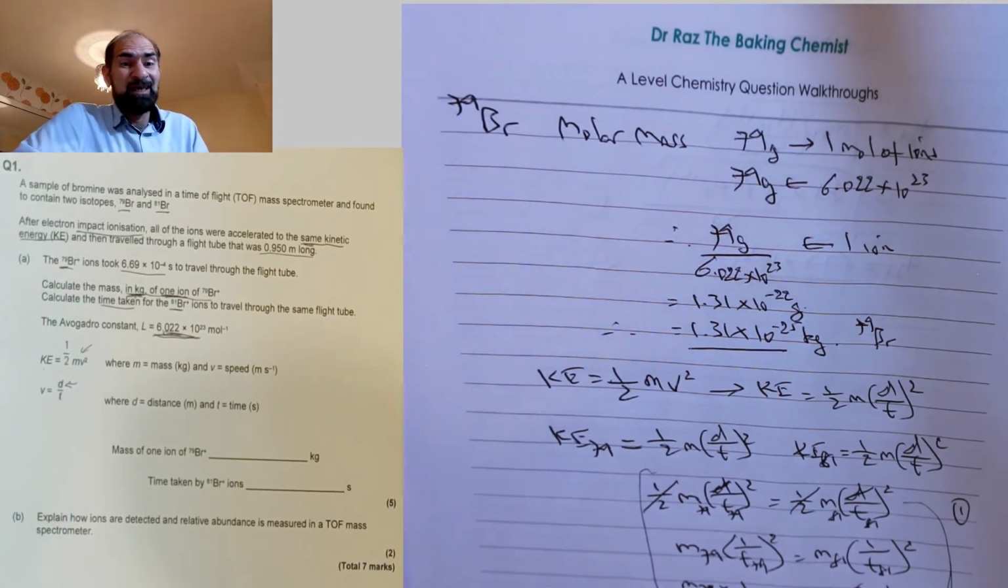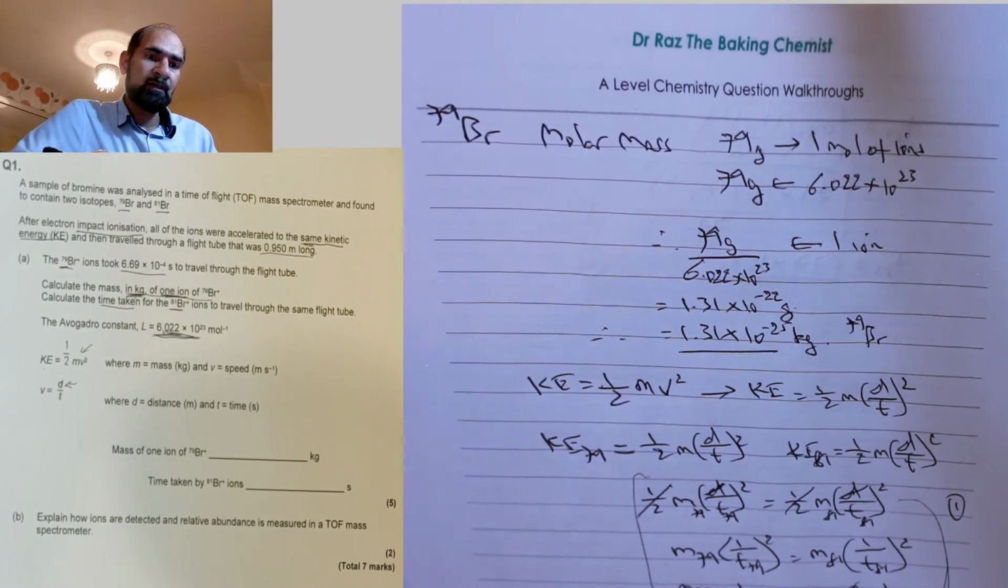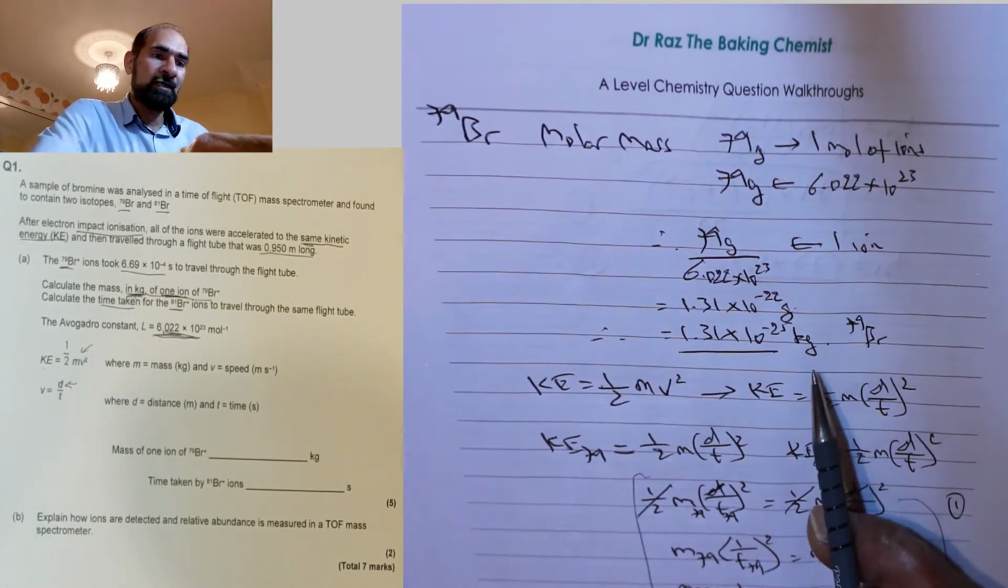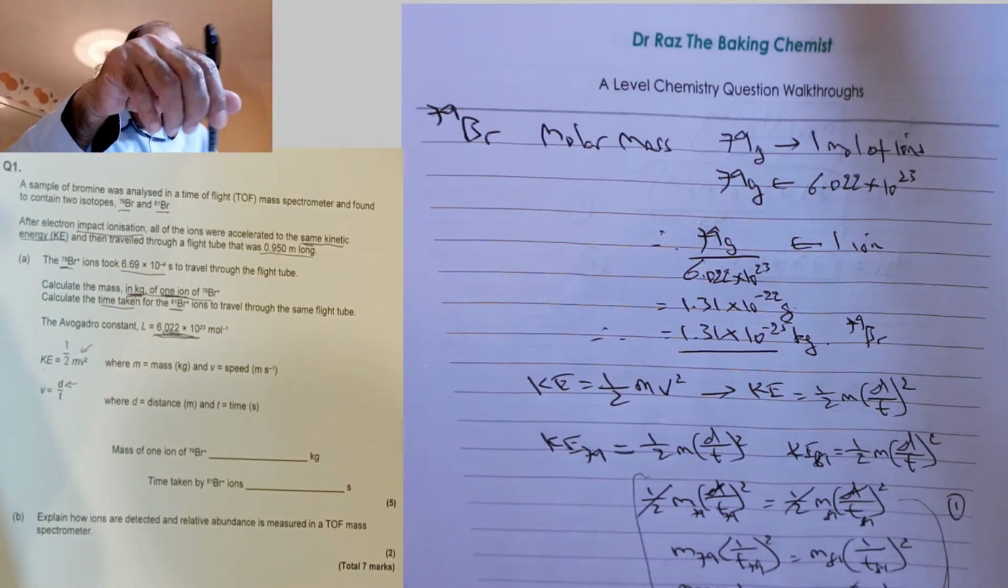You could have labeled it A, B as long as you knew what A and B was. I just found that 81 and 79 made it really understandable because I knew 81 was for bromine 81, and 79 was for bromine 79. But you could have labeled it however you want as long as you remembered. It is one of those questions that the students found difficult. A lot of the students probably got to that stage, but could not do the rest of it, so they actually lost marks.